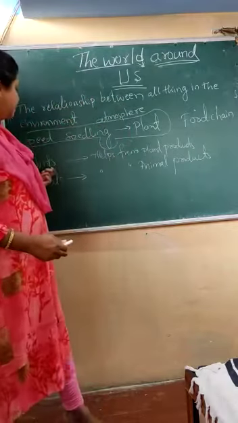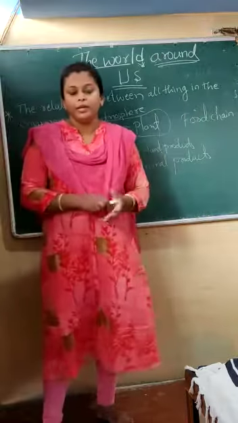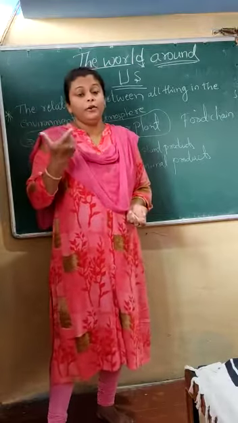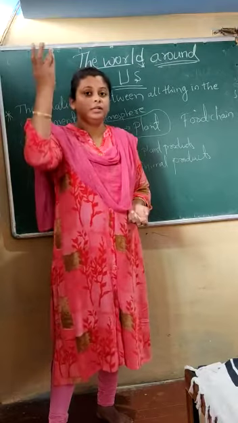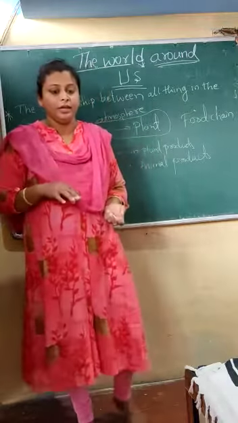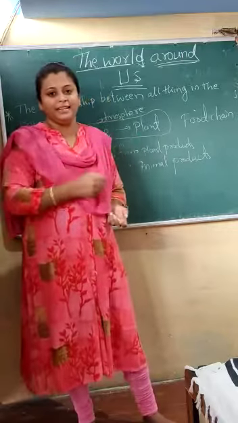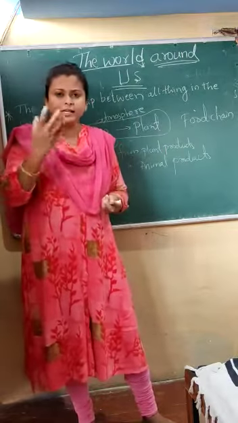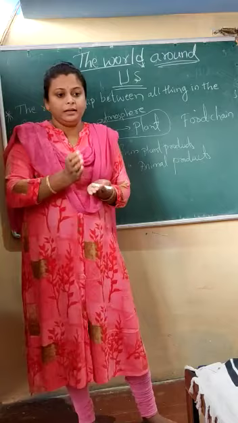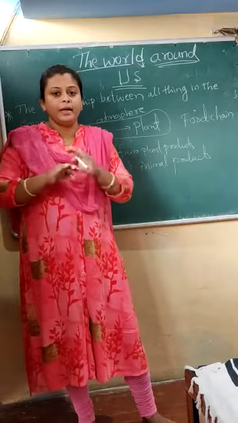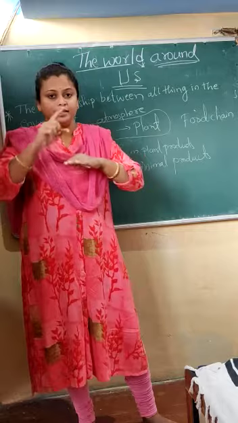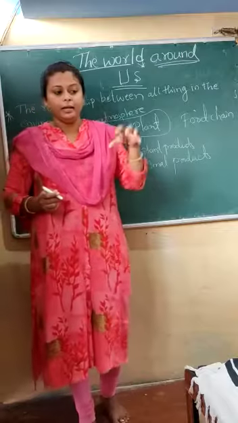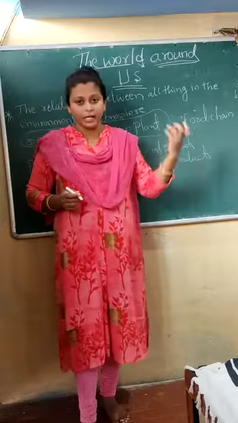Then we can see some food chains. A small insect, the grasshopper, will eat grass. A frog is going to eat the grasshopper, or a lizard is going to eat the grasshopper, and the frog is eaten by some other animal, that is the snake, and the snake is eaten by the eagle. This is how nature balances itself, and so one animal will be the food for another animal.